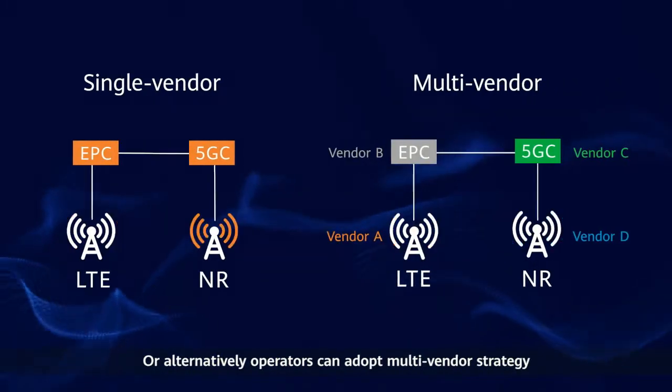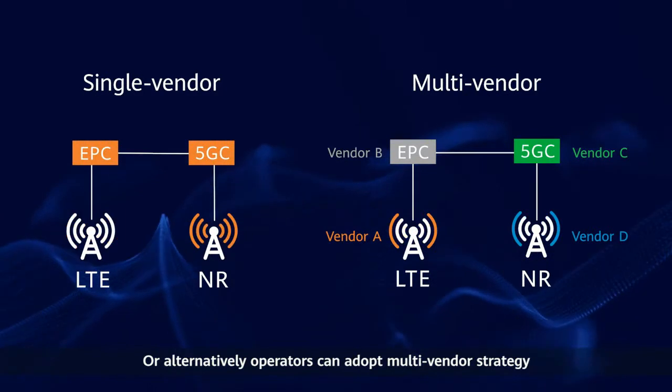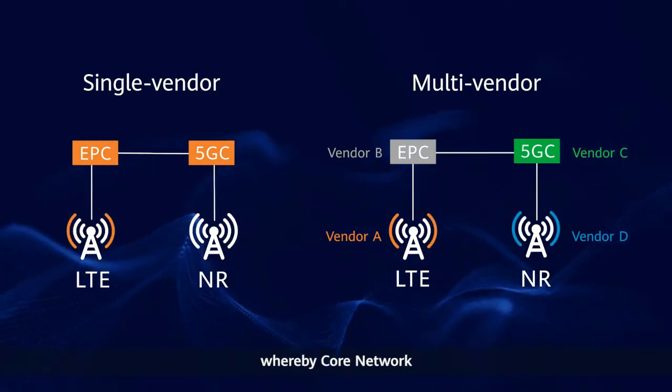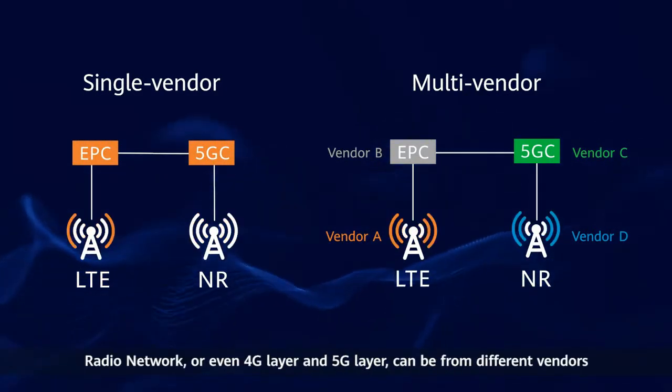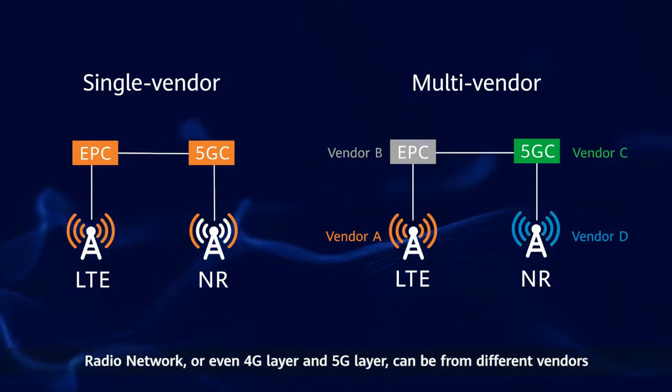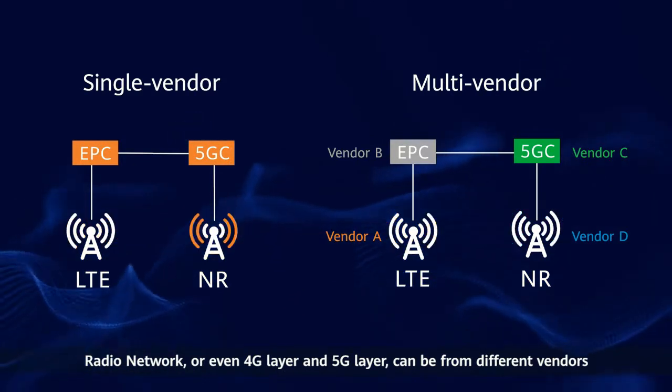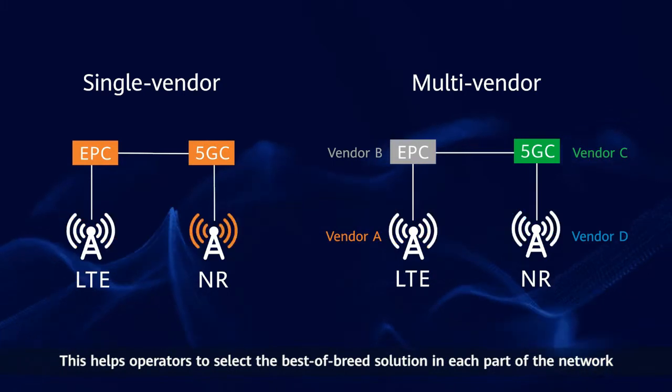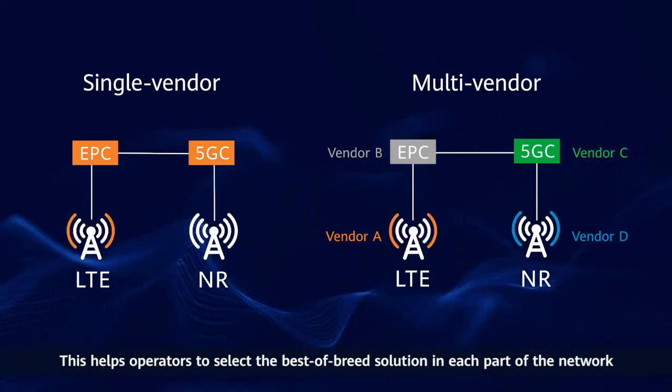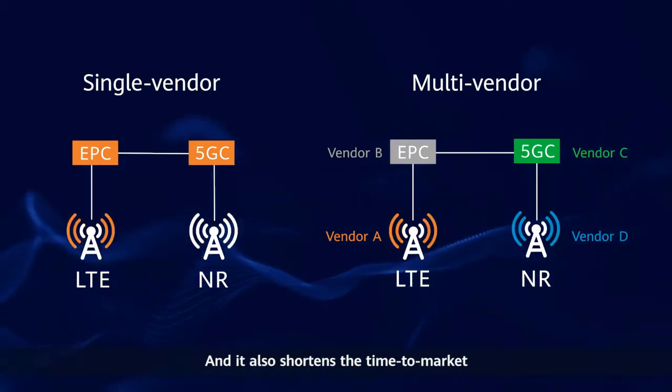Or alternatively, operators can adopt a multi-vendor strategy, whereby core network, radio network, or even 4G layer and 5G layer can be from different vendors. This helps operators to select the best of breed solution in each part of the network. And it also shortens the time to market.